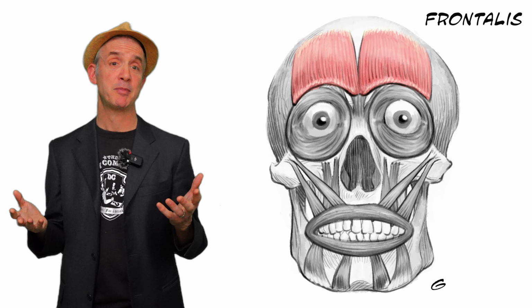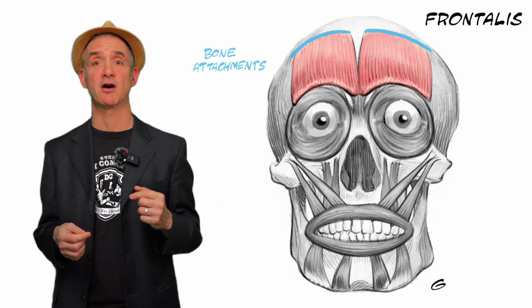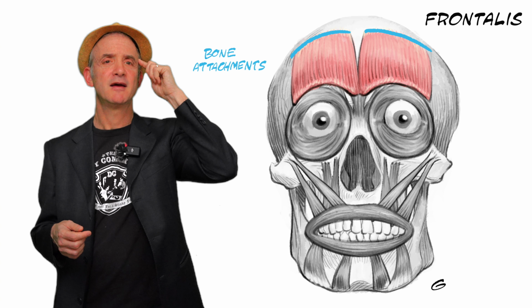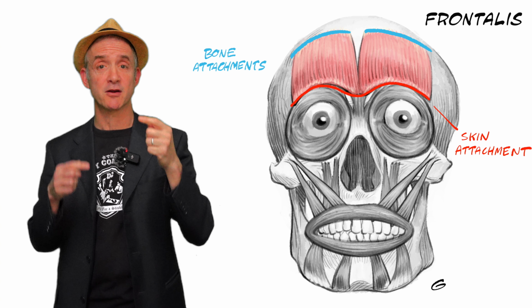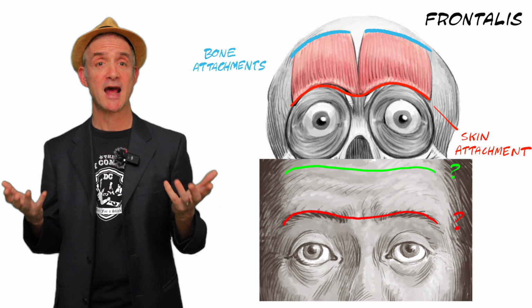So what exactly is happening here? Well, the frontalis is attached to the bone of your skull right up here, and then it is attached to the skin behind your eyebrows down here. So when that muscle contracts, what happens?